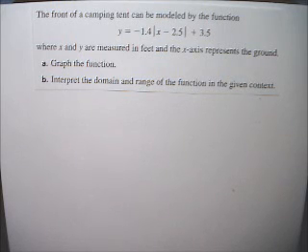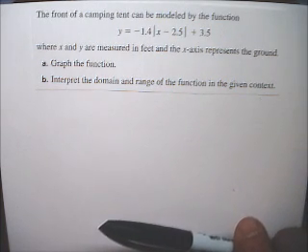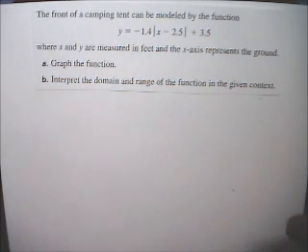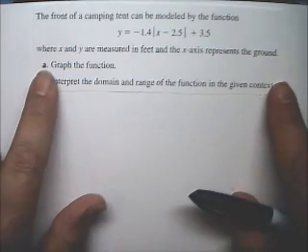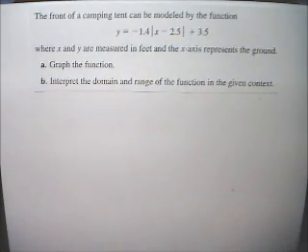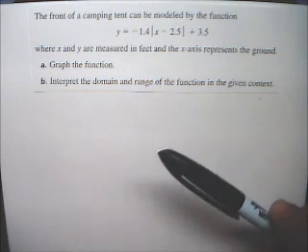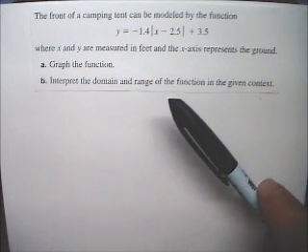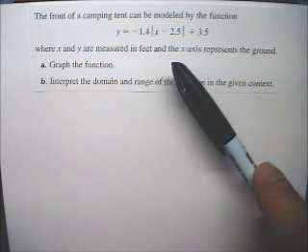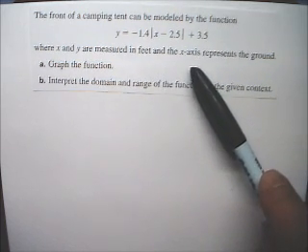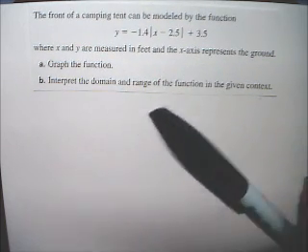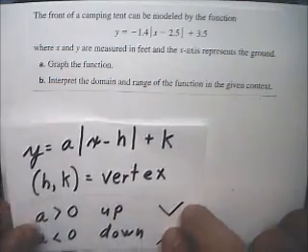Hello, this is linear equations and functions, absolute value functions, example 3. Example 3, they give us this absolute value equation. They say it represents the front of a camping tent. So it's a triangle, and the x-axis represents the ground, and we're supposed to graph this.